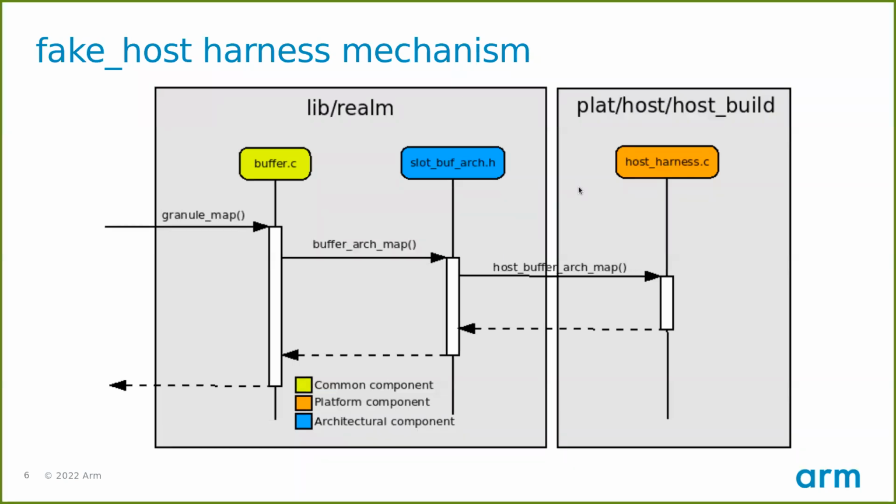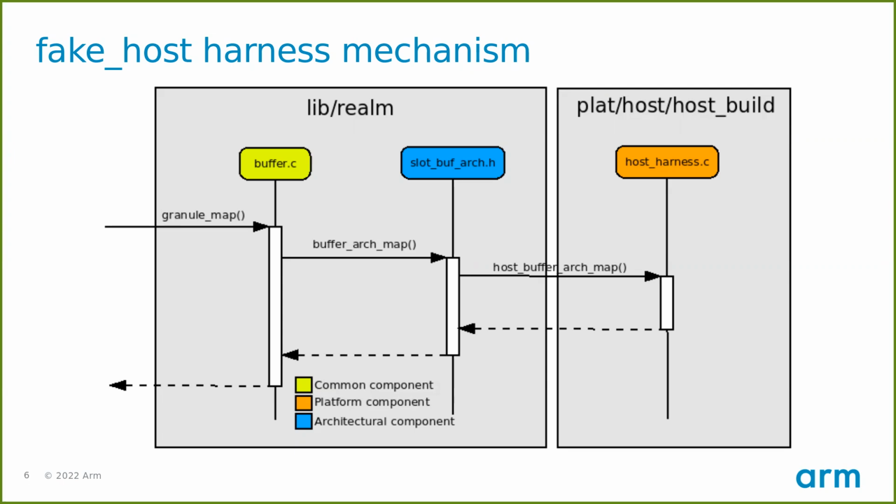Different. So when we build with different variants, let's say later I'm going to introduce the host test variant, instead of linking to this host harness, we are going to link to the host harness provided by the host test variant, which will have a different behavior, because for the unit test we want this harness to behave differently. Maybe we want host buffer arc map to do something different to what it does in this implementation. So this is the case of the fake host.